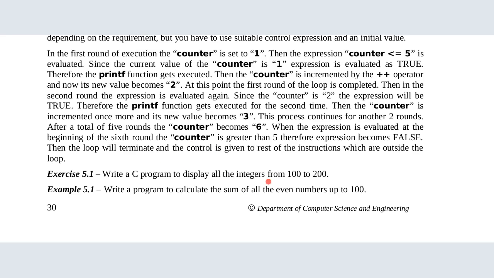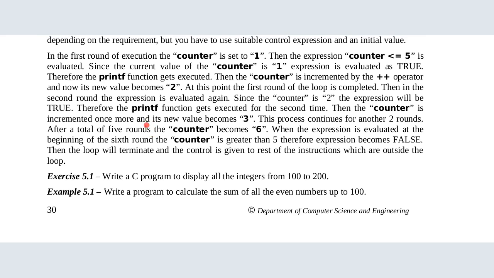So there are questions here. Write a C program to display all the integers from 100 to 200. Write a program to calculate the sum of all the even numbers up to 100. You can try that very fast. Let me just bring up my compiler. Meanwhile, you can try those questions on your own.